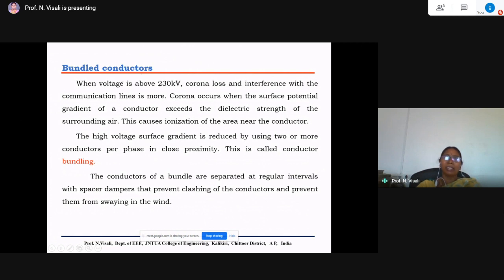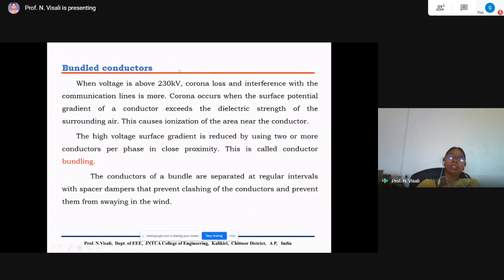Other than bundled conductors, if we use ordinary conductors, corona loss and interference with the communication lines will increase due to these large values of voltage. To avoid that, we modify the conductors, using different types of materials with a different number of conductors.